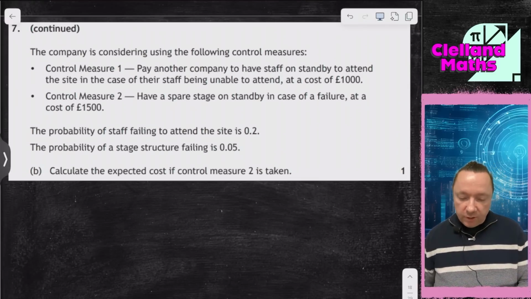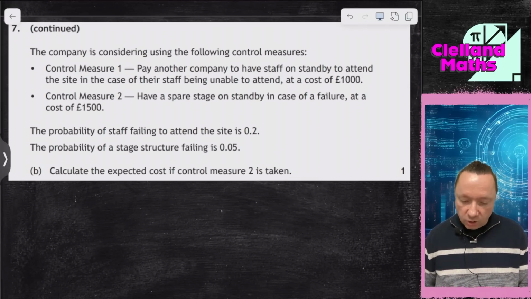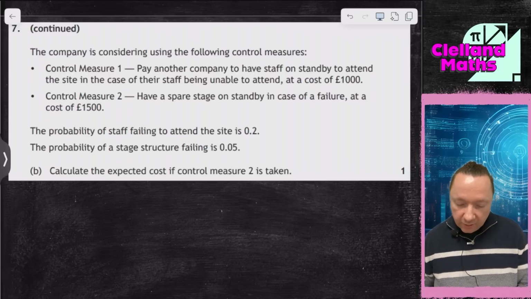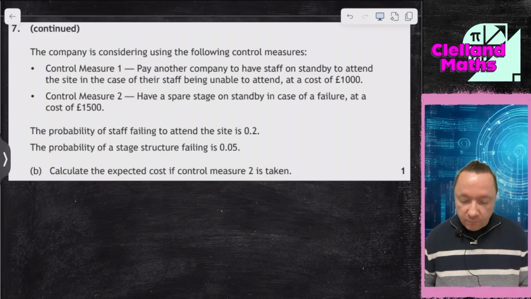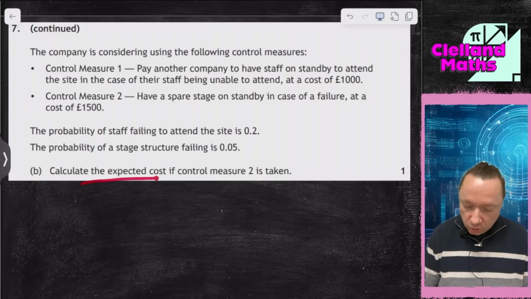Number 7 continued. The company is considering the following control measures. We can pay another company to have staff on standby and it costs £1,000, or we can have a spare stage on standby at the cost of £1,500. The probability of staff failing to attend is 0.2. The probability of a stage structure failing is 0.05. Calculate the expected cost of control measure 2.